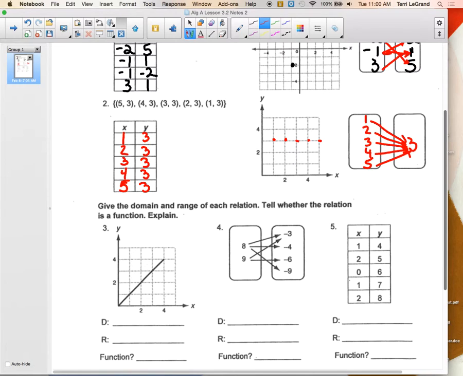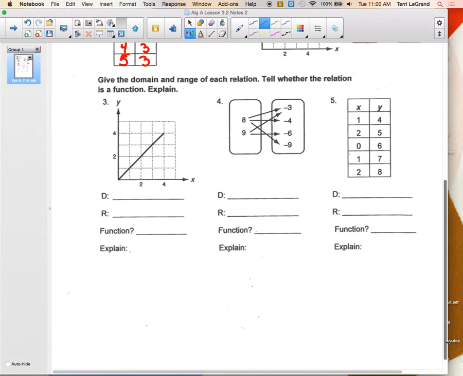So any questions on either of those before we move down and do our bottom 3 things here? Okay, let's go take a look at what we're supposed to do. Give the domain and range of each relation. Tell whether the relation is a function. Explain. Okay, they give us all kinds of room to do this. Number 3 is a continuous graph. Can we give a domain and a range as distinct numbers?